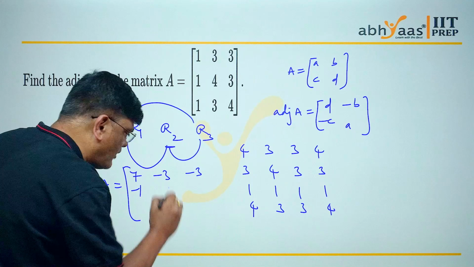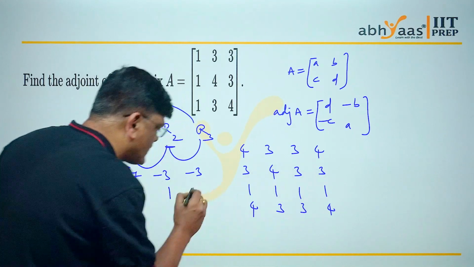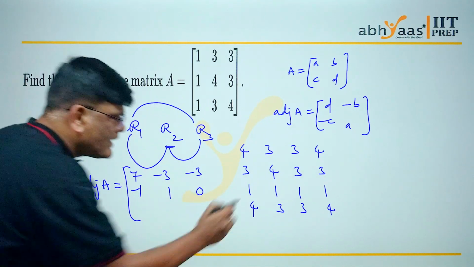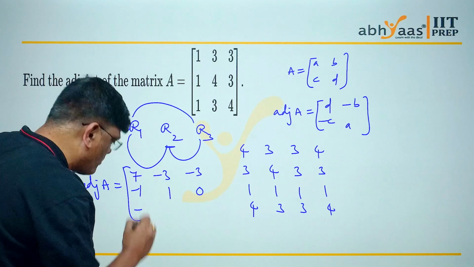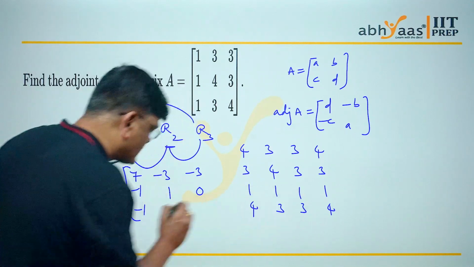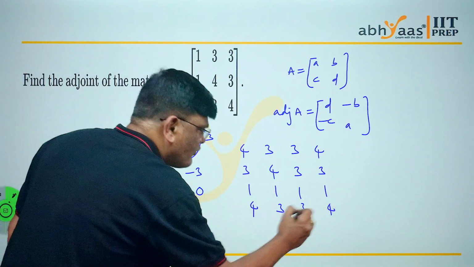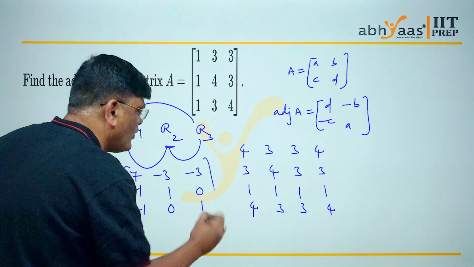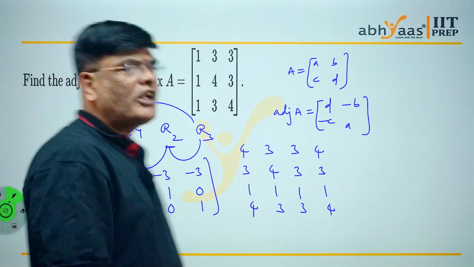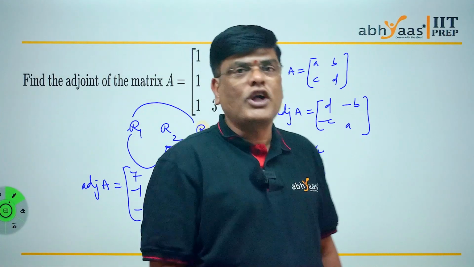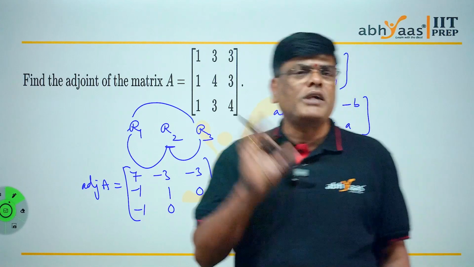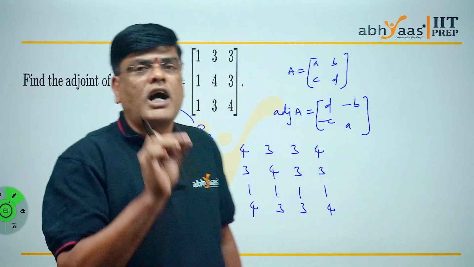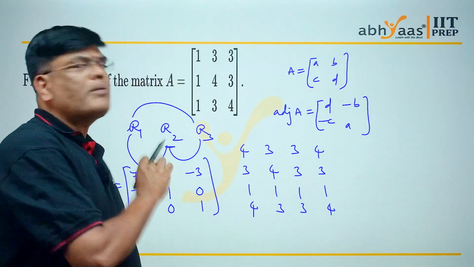4 minus 3 is 1. 3 minus 3 is 0. Next, 3 minus 4, minus 1. 3 minus 3, 0. Next, 4 minus 3, 1. So this is the adjoint of the given matrix. This is a very smart method to find the adjoint of a 3 by 3 matrix.